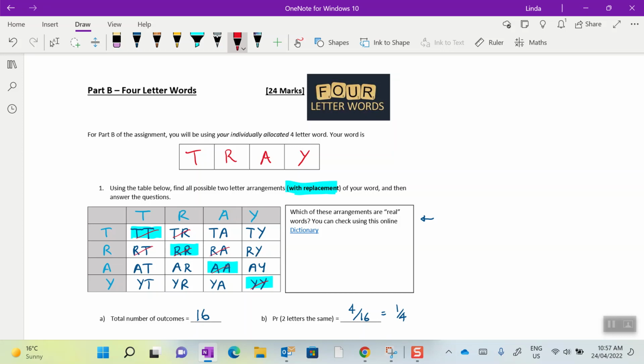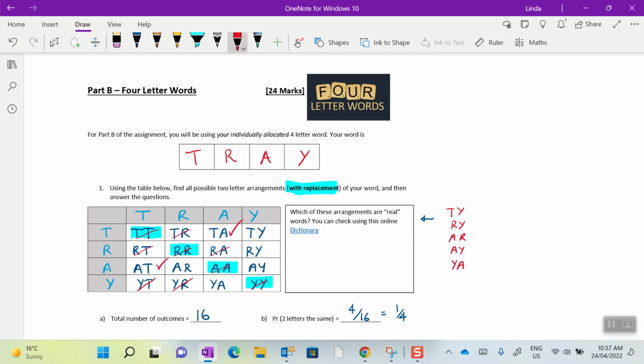I'm not 100% sure about RY. I know that AT is a word. I'm going to check AR. I'm going to check AY. I know that YT is not a word. I know that YR is not a word. So I'm going to go and check on my online dictionary. I know that TA is a word. I know that AT is a word. I'm going to check TY, RY, AR, AY and YA because I'm not so sure about those words.